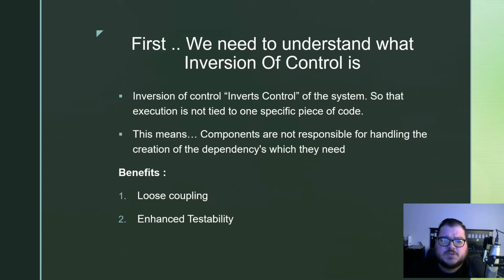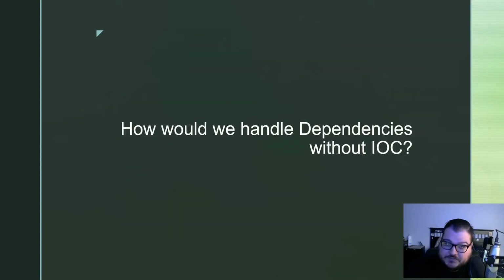The benefits for this: first is loose coupling. We can put in and take out pieces. Let's say we want to replace class B with something else, maybe something that extends class B. We don't need to use that class B anymore. And then enhanced testability: basically using mocking frameworks and stuff, we can take advantage of mocking up those dependencies and injecting them into our tests.